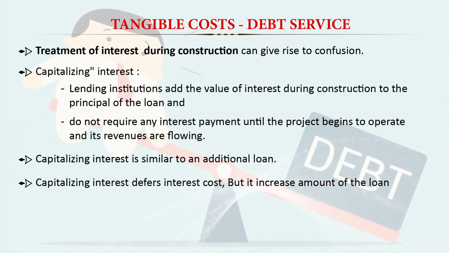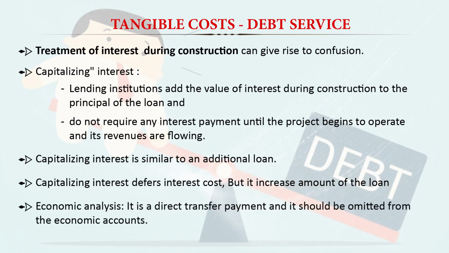and capitalized interest differs from basically interest cost. So actually what the banks or lending institutions are doing is deferring the payment of interest cost by converting that interest component into the principal amount of the loan. So basically it increases the amount of the loan, and in case of economic analysis it is a transfer payment, and it should be omitted from the economic accounts.